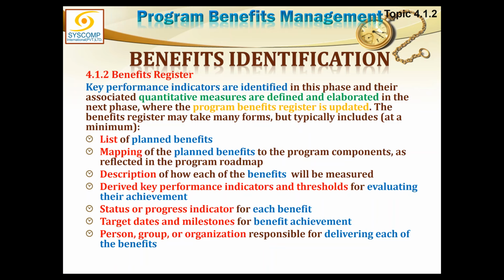What all should be included? All the intended or planned benefits must be listed there. Then there should be a mapping of the planned benefits to the program components. So we should be able to see that if this job is happening, which benefit it is contributing to. And a description of how each of the benefits will be measured. How are we going to measure how much of the benefit has been achieved?